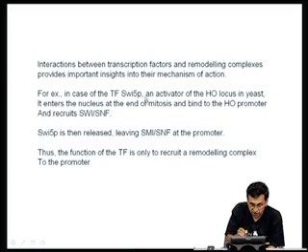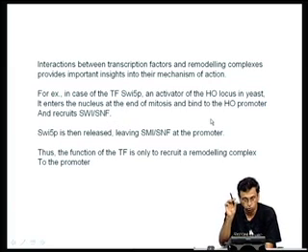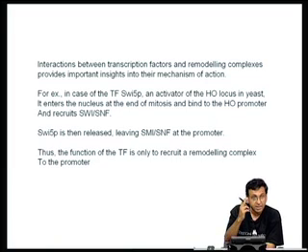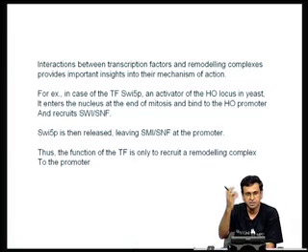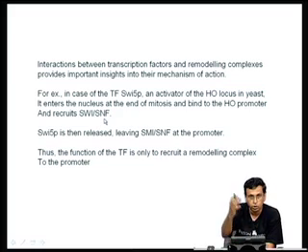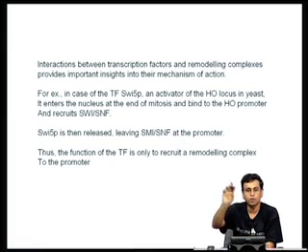Okay. In this particular case, when this transcription factor enters the nucleus at the end of mitosis and binds to the promoter of the HO gene, it results in the recruitment of the SWI/SNF complex. Very interestingly, the job of SWI5P seems to be just recruitment of a chromatin remodeling complex to the promoter. Once the SWI/SNF complex is recruited to the promoter, SWI5P is released, leaving SWI/SNF at the promoter. So, the function of this transcription factor in this case is just to recruit a chromatin remodeling complex, that is all.